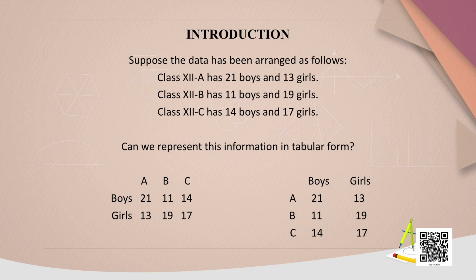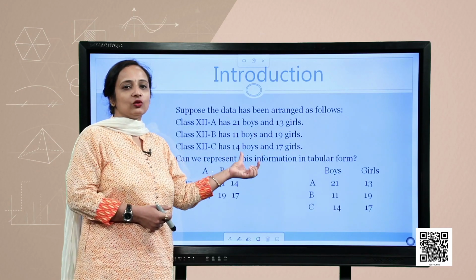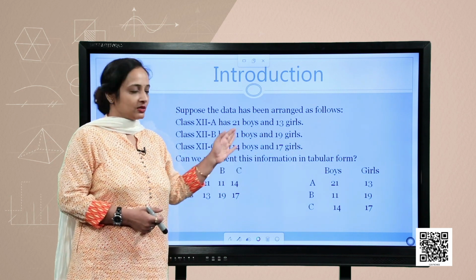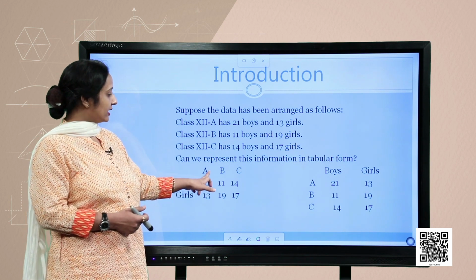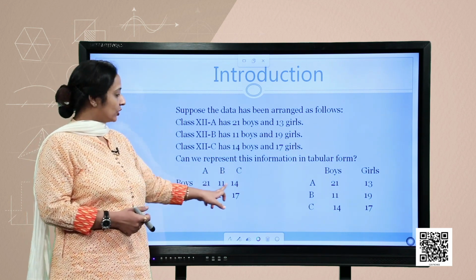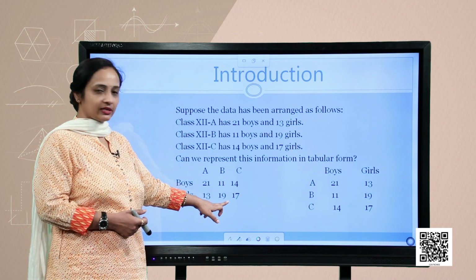Suppose the data has been arranged as follows. Class 12A has 21 boys and 13 girls. Class 12B has 11 boys and 19 girls. Class 12C has 14 boys and 17 girls. The same data which is listed here can also be represented in tabular form. So we can tabulate this data like this: boys and girls, sections A, B, C, and the number of boys in each section, number of girls in each section.